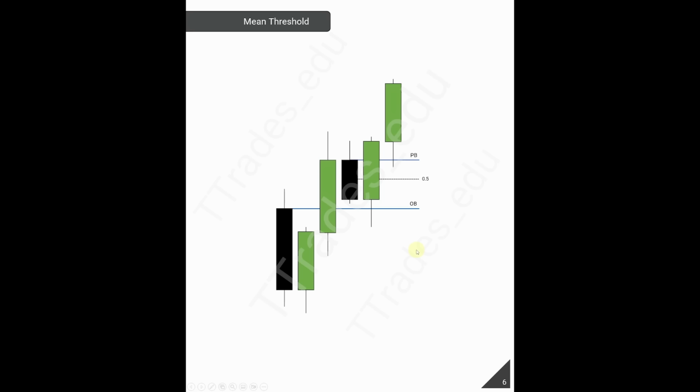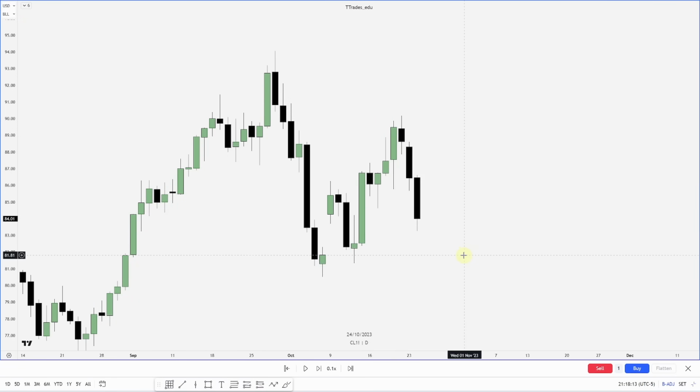So now that you understand what a propulsion block is, let's hop into the charts and go over a few examples of them. So here we are on oil futures daily chart for our first example. And if you take a look at this price action here, what do you see? Well, if you take a look, we have price reaching into a fair value gap here. We have a series of up-close candles, which then gets displacement, and where do we close? Below the series of up-close candles here. So this is going to be an order block.